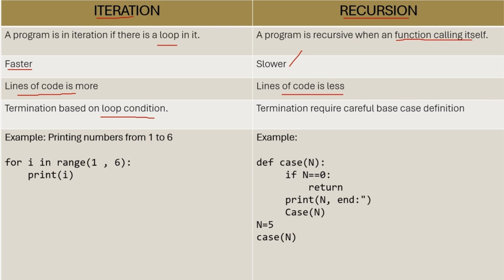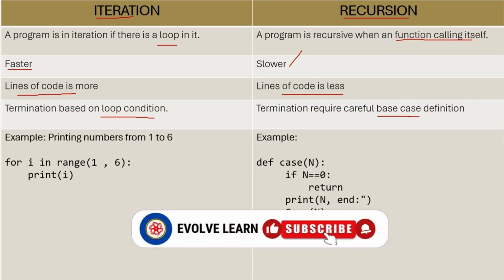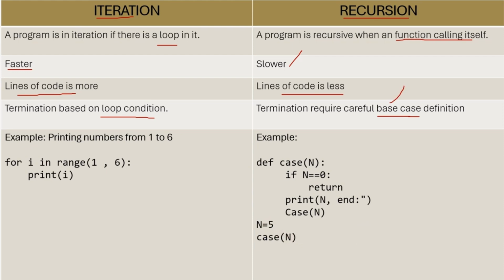In recursion, termination requires careful base case definition. If you don't know what a base case in recursion is, let me explain. Recursion is always made up of two portions: the base case and the recursive case. The base case is the condition to stop the recursion, whereas the recursive case is the part where the function calls itself. If we do not have a proper base case to stop the recursion, then this function will call itself infinitely, leading to a recursion error.